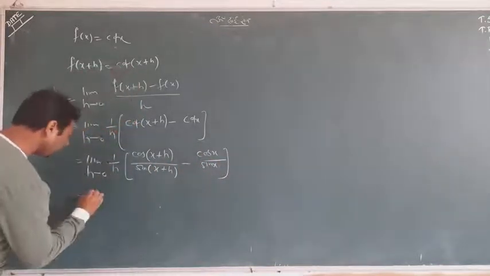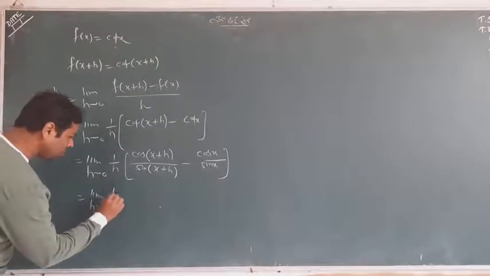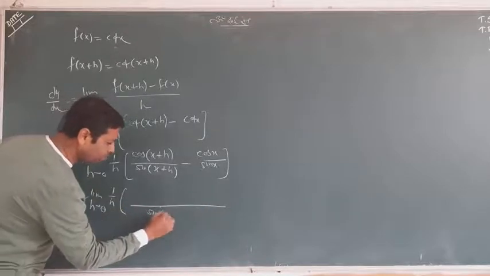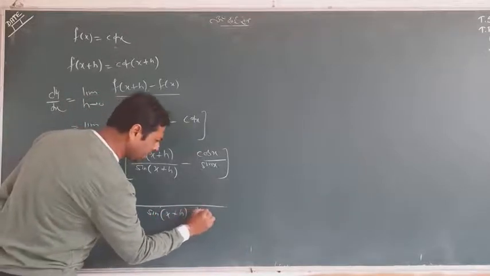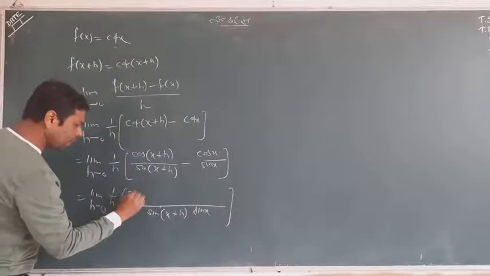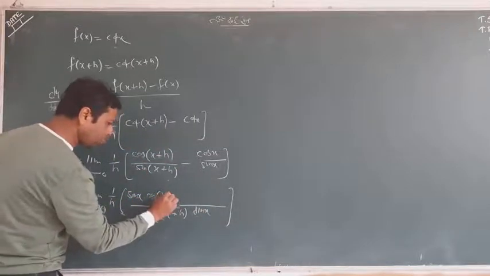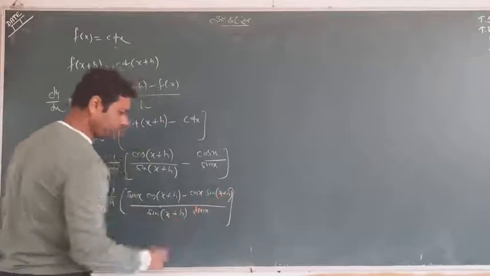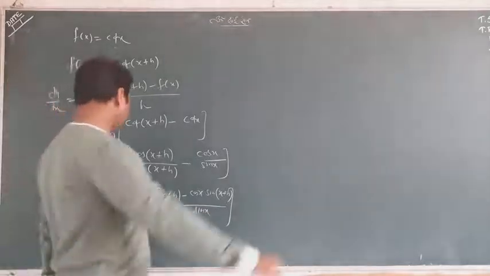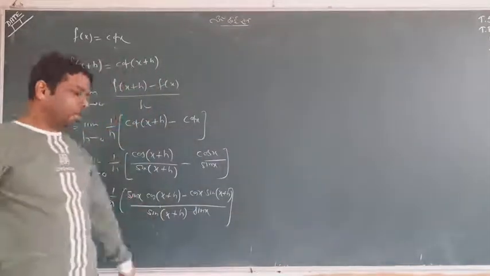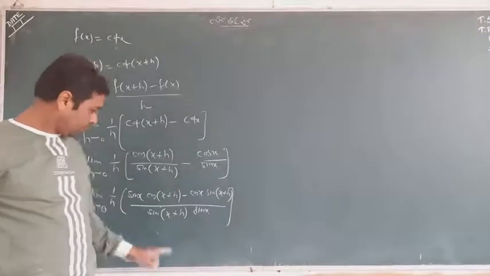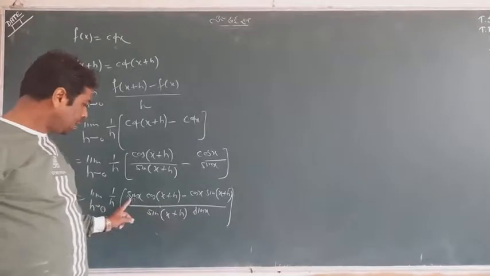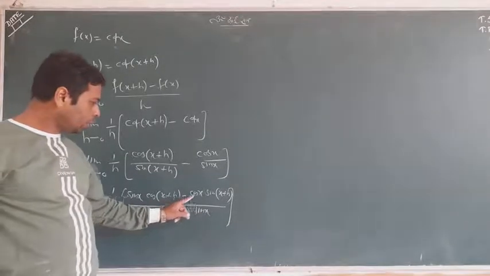You know, I have only written that. After it, what can be done? Limit h tends to 0. Look, I tell you. I do the LCM: sin of x plus h and sin x. These two will be sin x cos x plus h minus cos x sin x plus h. I took the LCM. What will I do next? What I want to draw your attention to: assume sin a and cos b, sin a cos b minus cos a sin b.